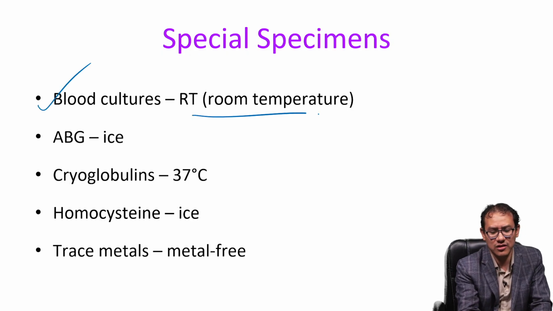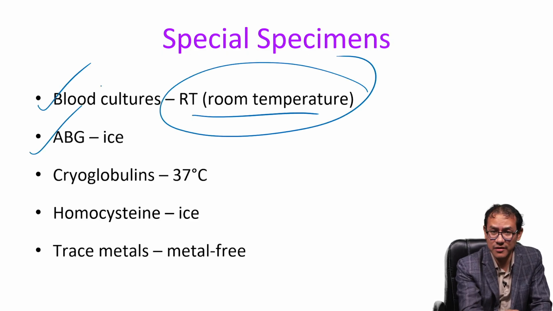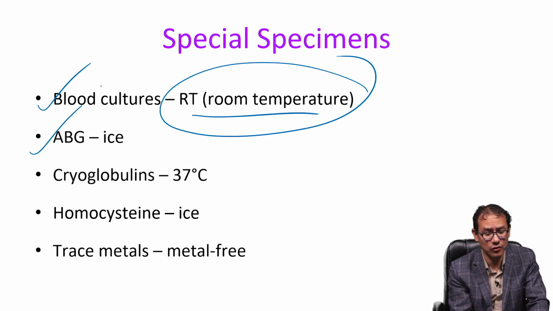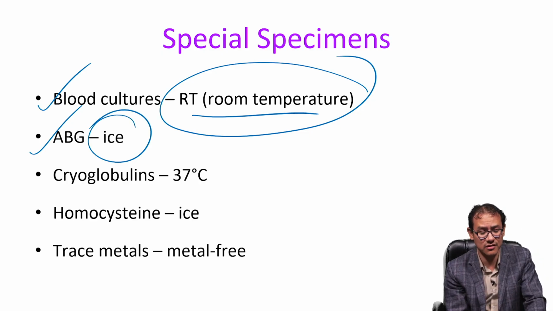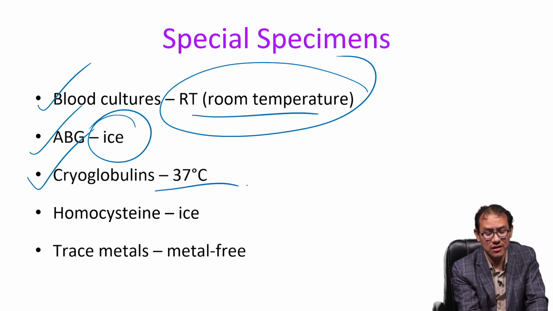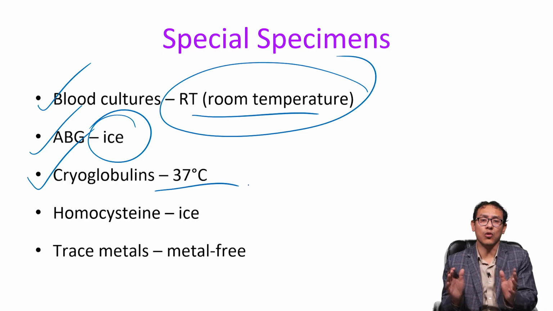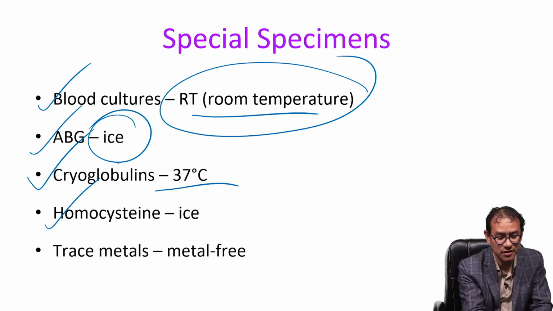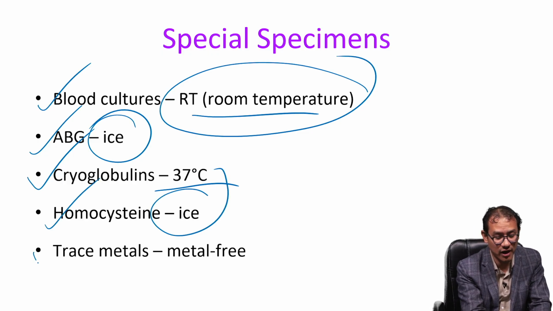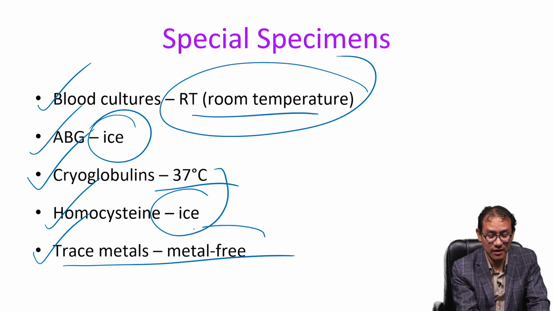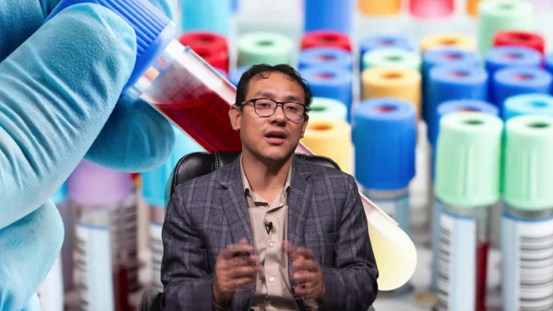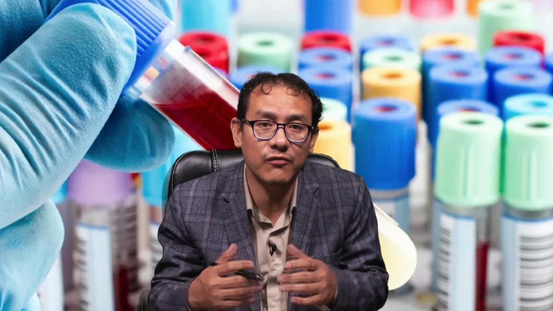Blood culture is mostly kept at room temperature. ABG, as I've already told you, needs icing, that is, ice temperature. Cryoglobulins need around 37 degrees centigrade, that is warm. Homocysteine may require ice, and if a trace element is being tested, then a metal-free container has to be used, because contamination with any kind of metal will give a false result.